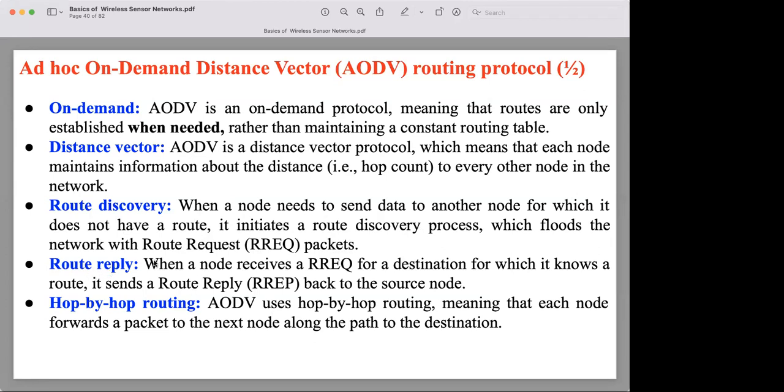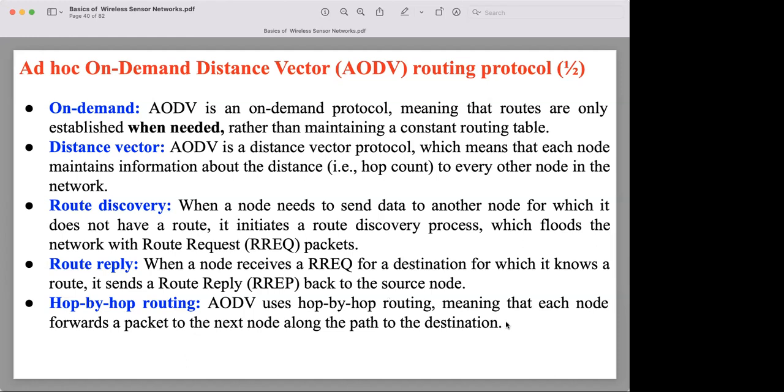Okay. And whenever a node receives the route request message for a destination for which it knows a route, it sends the route reply message back to the source node. If it has the destination information, fine; otherwise, it forwards this route request message to another node. If I have the destination information, I have the sink information, what I will do? I will reply back with a route reply message to the source node. So with the help of these route request and route reply messages, AODV can make the routing path. And this is a hop-by-hop routing protocol. As we already saw, this is distance vector based. That means each node forwards a packet to the next node along the path to the destination.